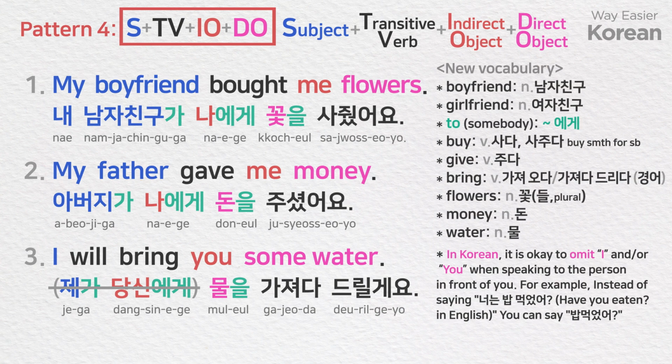New vocabulary: boyfriend, 남자친구, girlfriend, 여자친구, to somebody, 에게, buy, 사다, 사주다, buy something for someone, give, 주다, bring, 가져오다, 가져다 드리다, 경어, flowers, 꽃, money, 돈, water, 물.